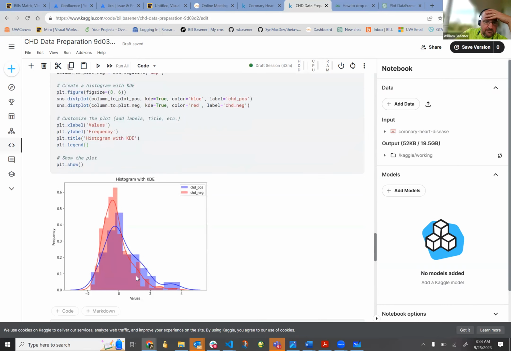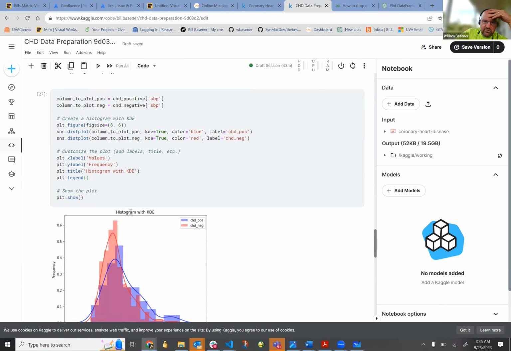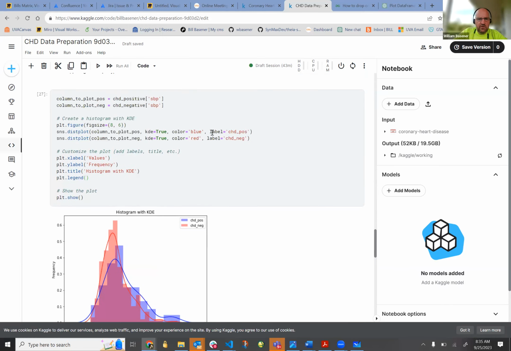And we come down here and we see, well, the blue, the positive ones, people with coronary heart disease, there's a little bit of a shift to the right, and the negative ones, there's a little bit of shift to the left. So if my SDP, my systolic blood pressure, is on the lower side, then I'm less likely to have coronary heart disease, and that makes sense. But just looking at the separation between these two, it's not a giant predictor. It's not like, if it's high, I have to be in one category, and if it's low, I have to be in the other category.